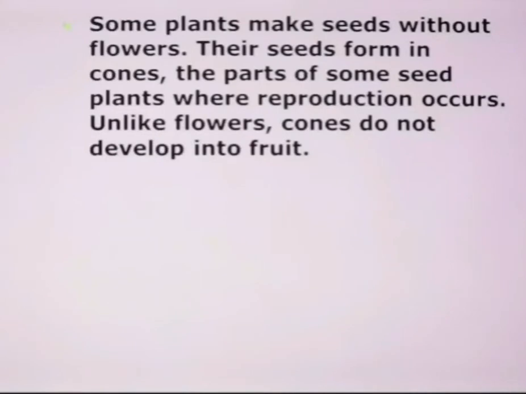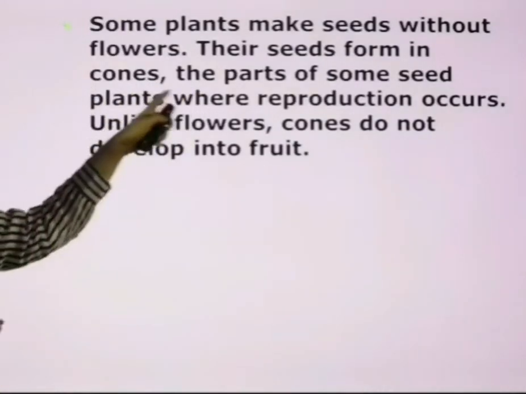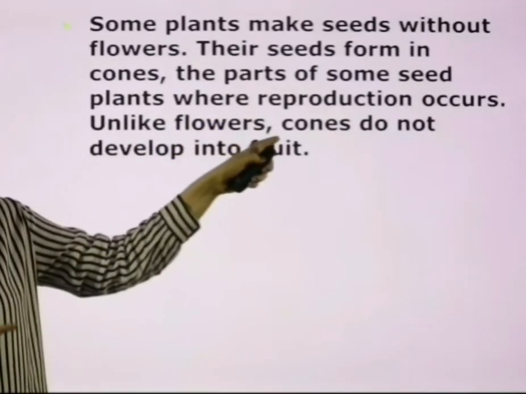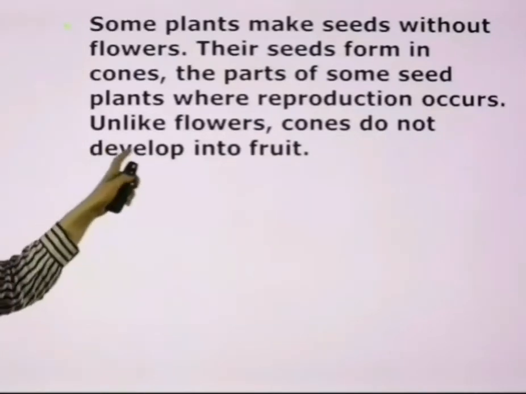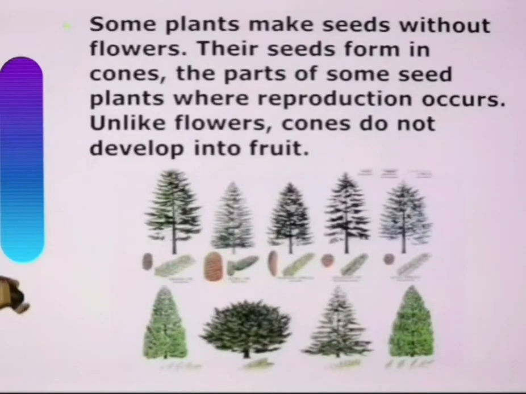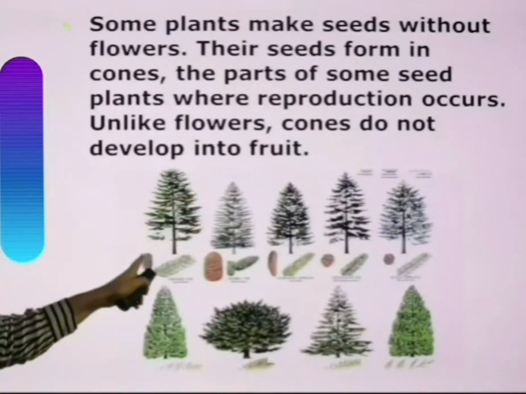Some plants make seeds without flowers. So we said earlier, not all plants make flowers. What about the plants that do not make flowers? How do they make new babies? Their seeds form in cones, the parts of some seed plants where reproduction occurs. Unlike flowers, cones do not develop into fruit. So the cones do not make fruits. These are some coniferous trees, and these are some examples of cones.